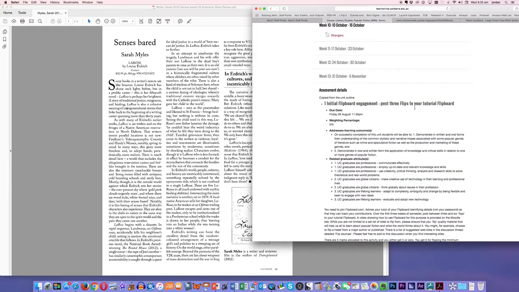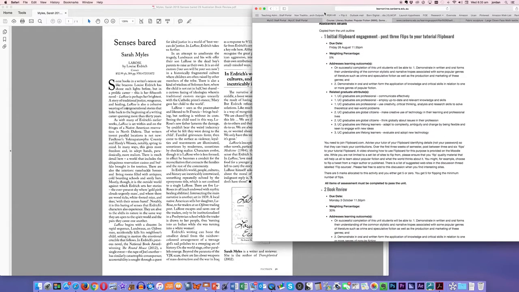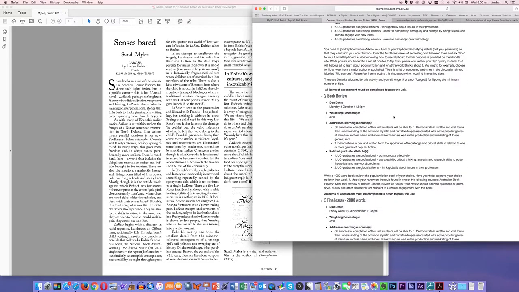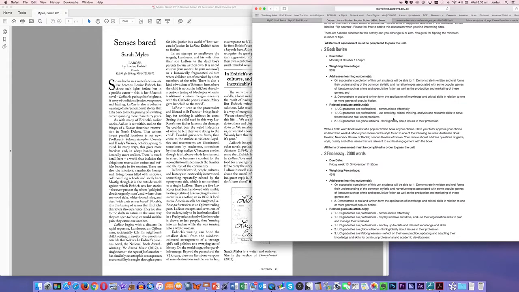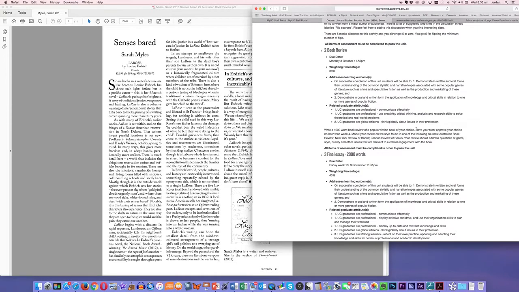So all of the requirements for the assignments are in the assessment details section, and the book review, you'll remember, I hope, is a 1,000 word book review of a popular fiction book of your choice, and that really means genre fiction. So you're not looking at literary fiction, you're looking at genre fiction. You should have had your choice approved by now. If you haven't, email either myself or Lauren, whoever's your tutor, and we'll shoot you back an email.